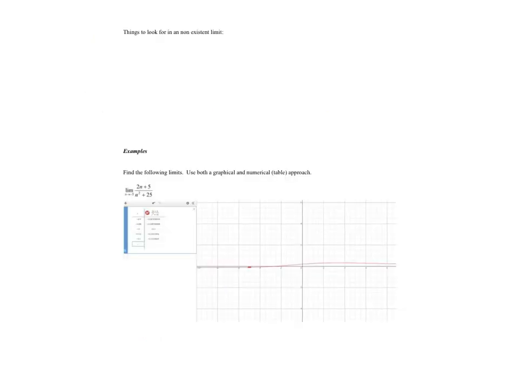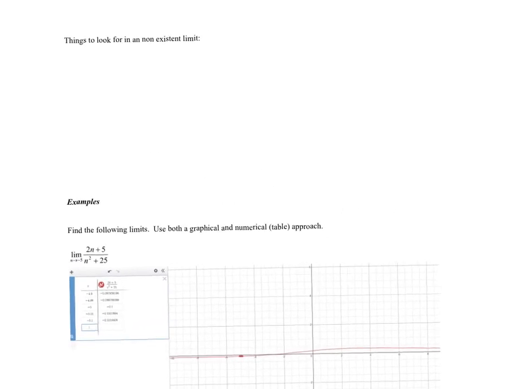So some things we want to look for with limits that don't exist. One thing I'd like to look for is things at infinity. Anything that's taking off to infinity or down to infinity, things like that, is typically a non-existent limit. Also anything that has a jump, where it's going from one thing and then it jumps way up to another thing, like in the previous example.